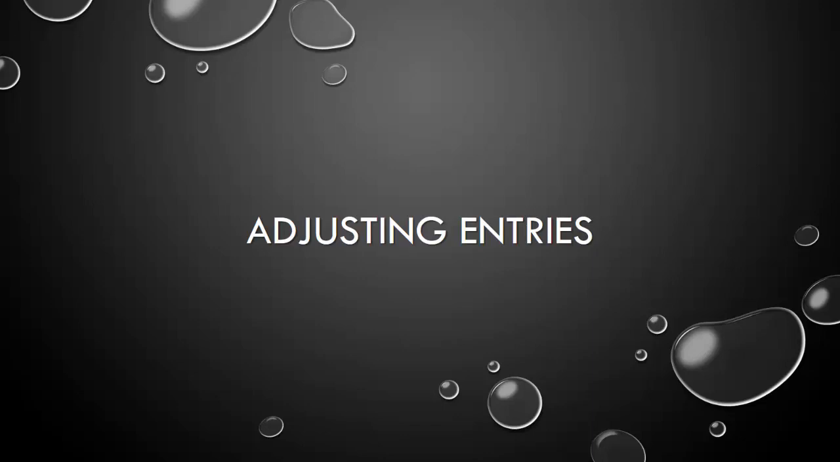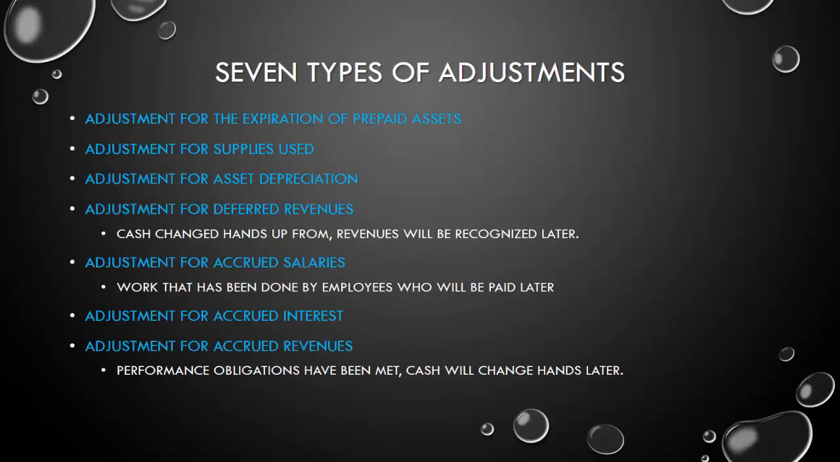In order for a company to properly adjust its books to make sure that all revenues and expenses for a period are recognized within the period that they actually occurred, that company will have to make a series of adjusting entries to bring its books into line. There are a lot of different types of adjustments. Right here we have seven, the prominent seven. These seven adjustments are pretty much universal amongst all companies.